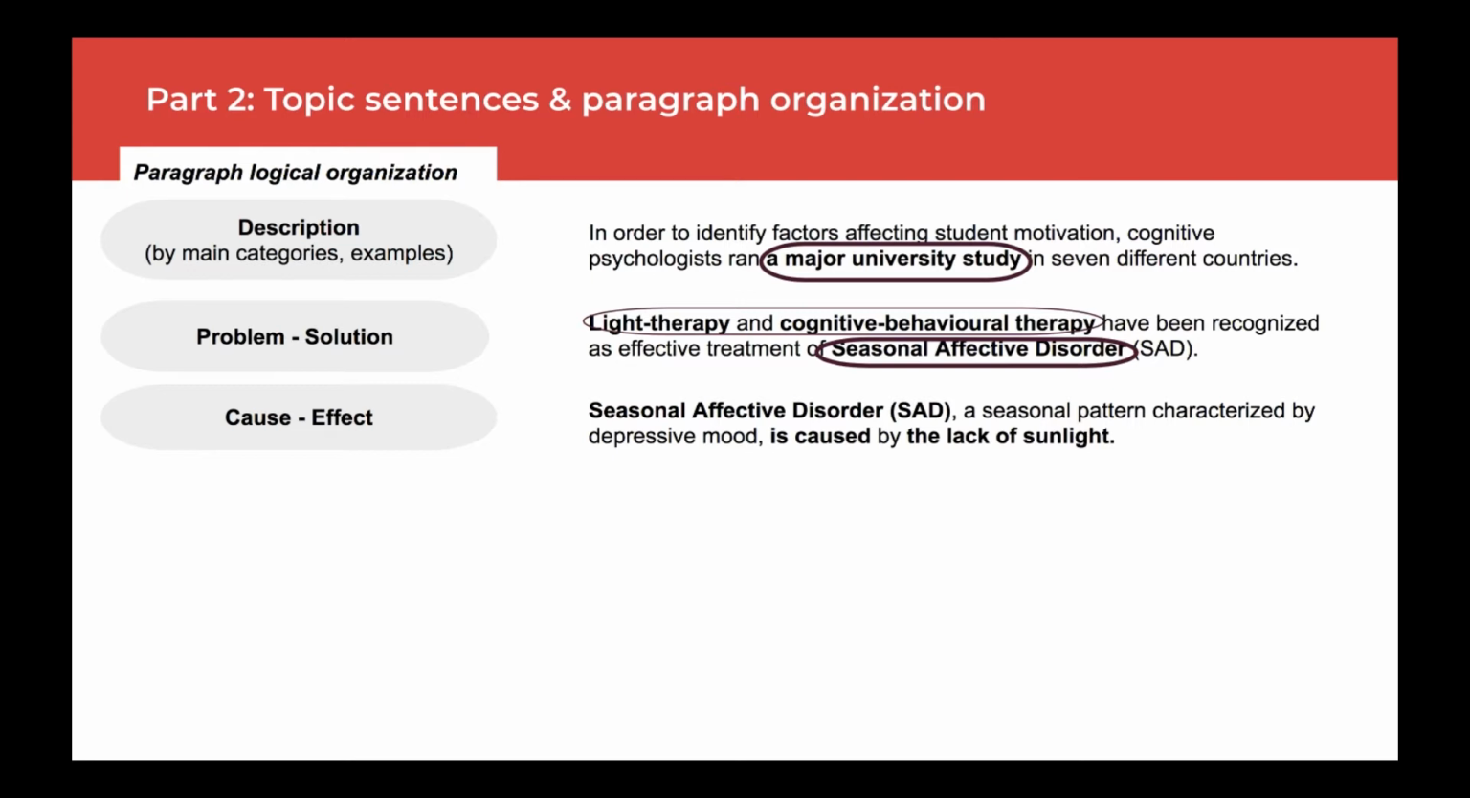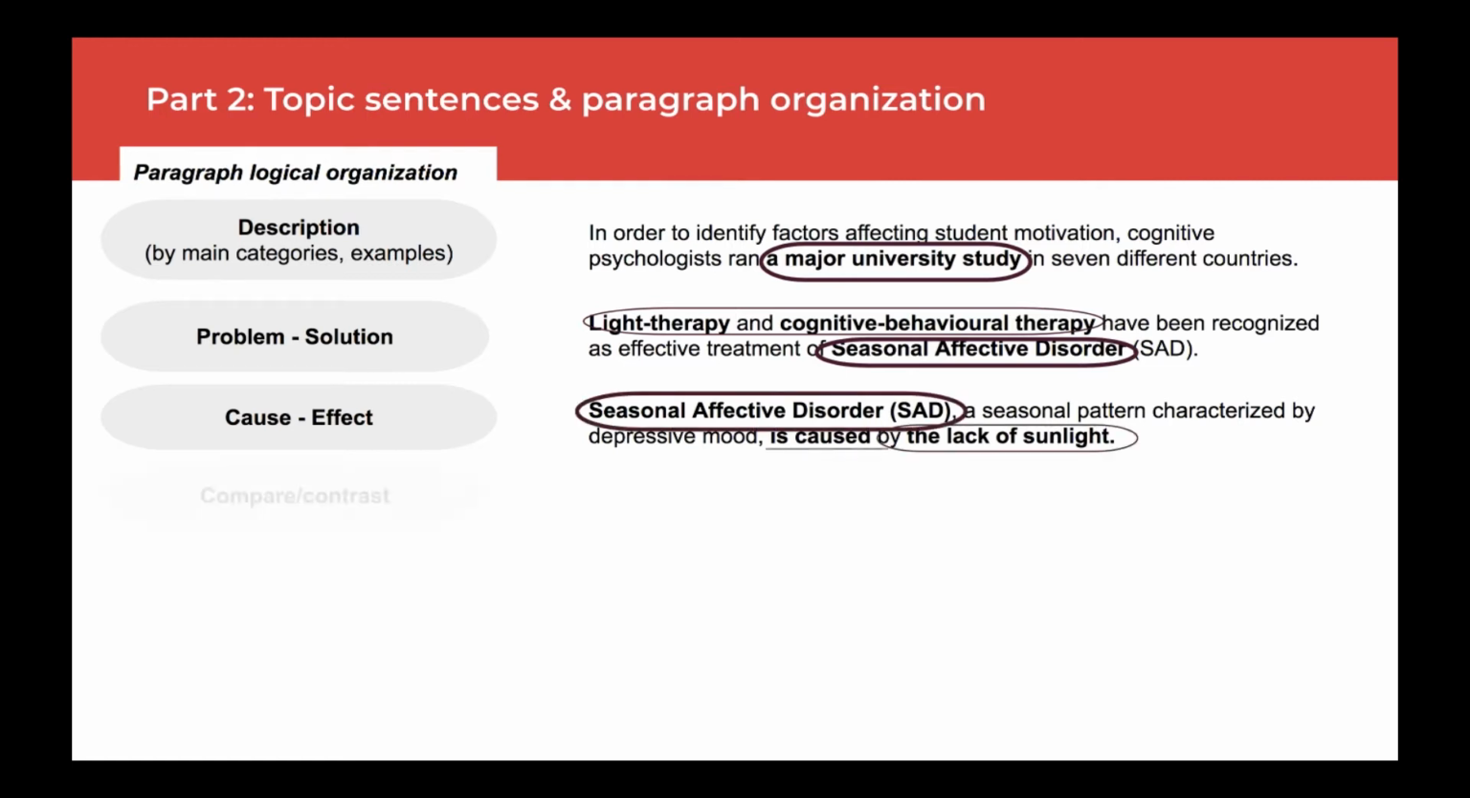Seasonal affective disorder is an effect, it's a phenomenon, or even a problem, which is caused by the lack of sunlight. Usually in cause-effect type of topic sentences, we expect that the rest of the paragraph will move from the cause, how that cause basically leads to an effect in more detail, right?